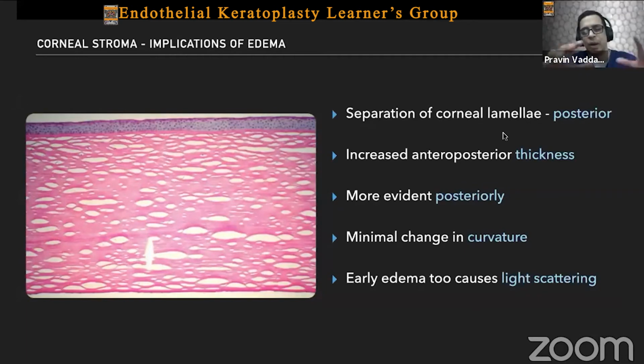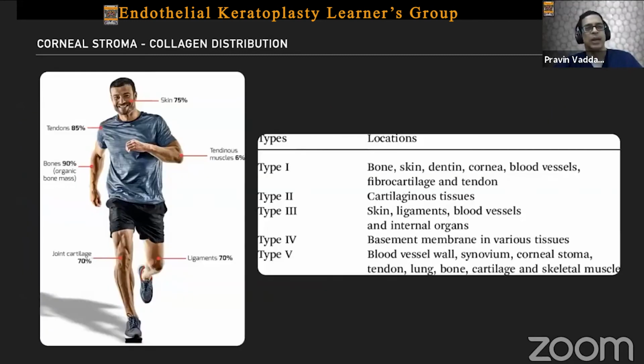Otherwise, you would have a lot of bumps on the cornea if you had corneal edema with the same structure in the anterior and the posterior stroma. Also, early edema tends to cause light scattering and also changes the optical properties of vision, which probably might be more evident for the patient than for us because we do not measure these in our routine clinical practice.